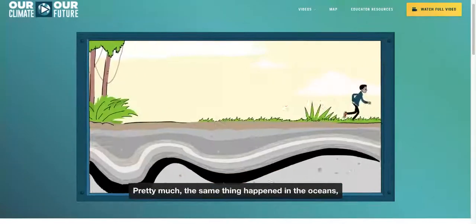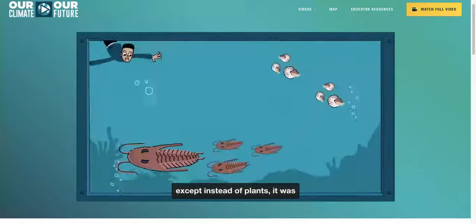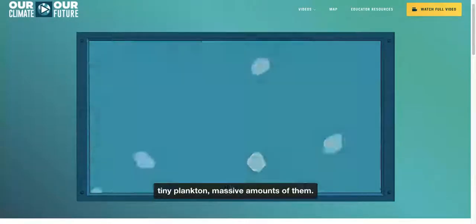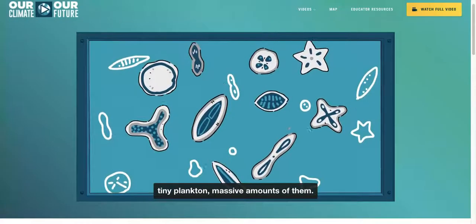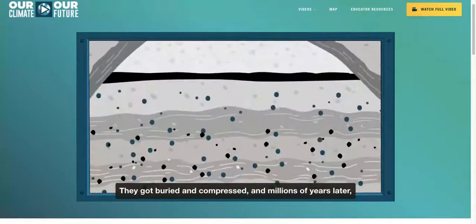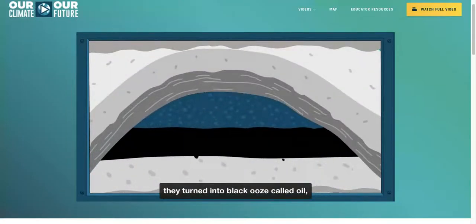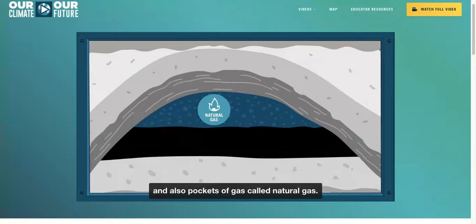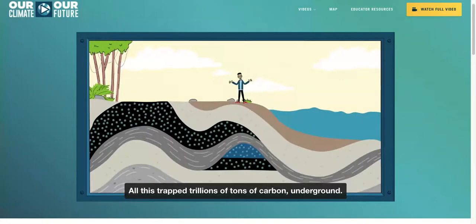Pretty much the same thing happened in the oceans, except instead of plants, it was tiny plankton, massive amounts of them. They got buried and compressed, and millions of years later, they turned into black ooze called oil, and also pockets of gas called natural gas. All this trapped trillions of tons of carbon underground.